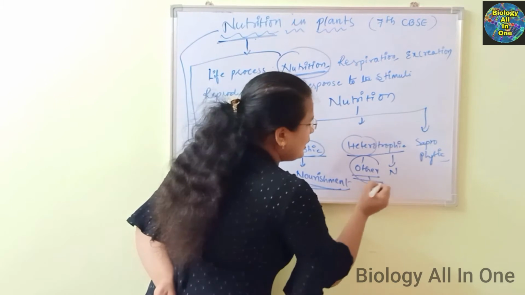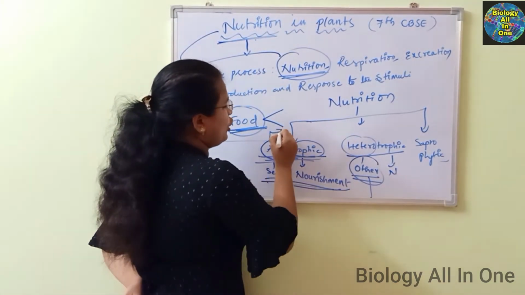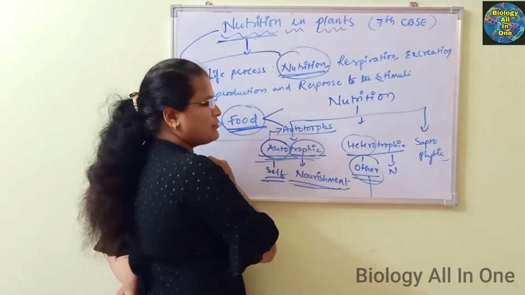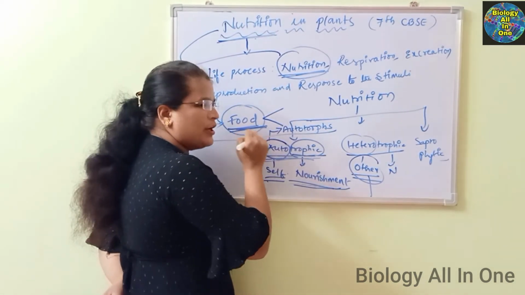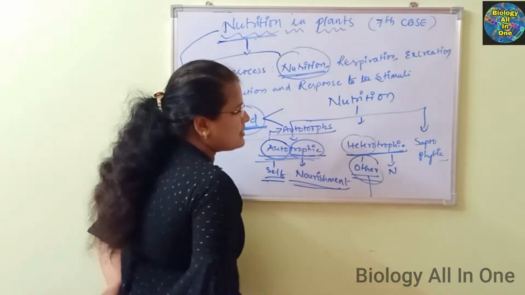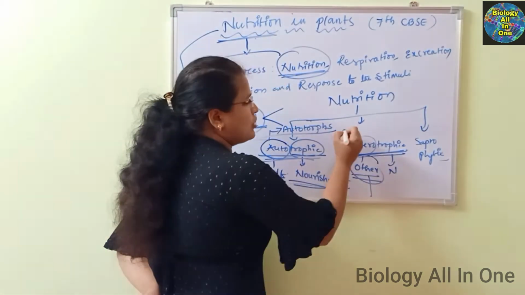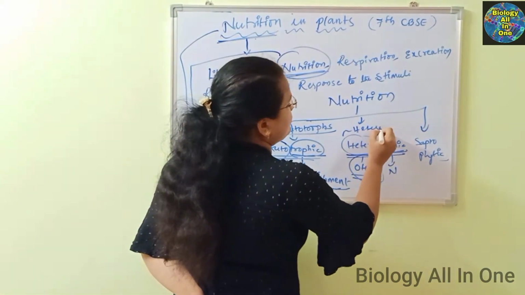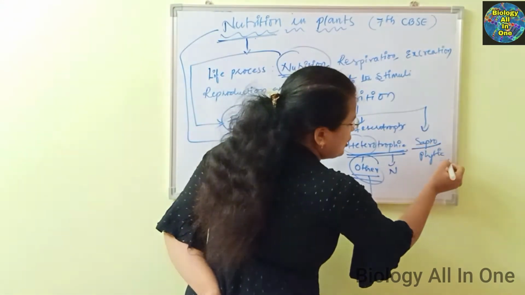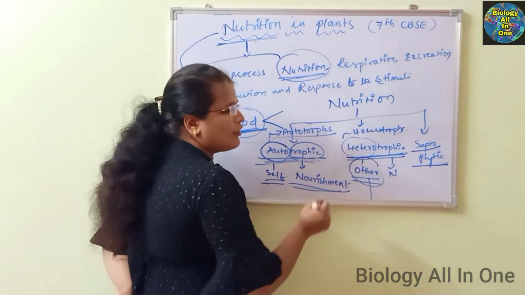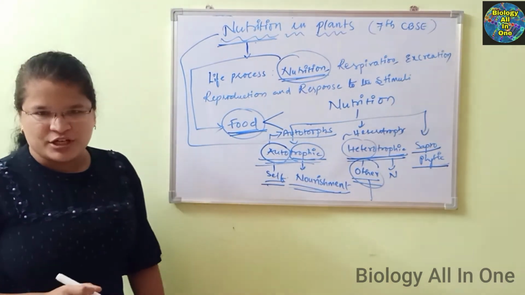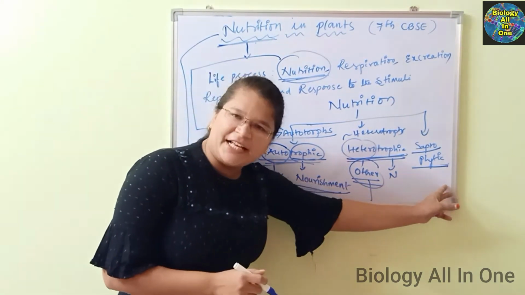See, these plants are also called autotrophs. The plants which prepare their own food by themselves are called autotrophs, which follow the autotrophic nutrition. See, the animals and any other organisms which follow heterotrophic nutrition are called heterotrophs. The organisms which depend on dead and decaying matter are called saprophytes, which follow the saprophytic nutrition.